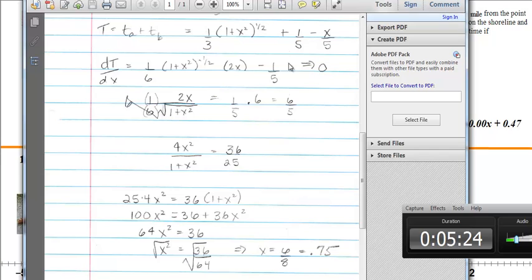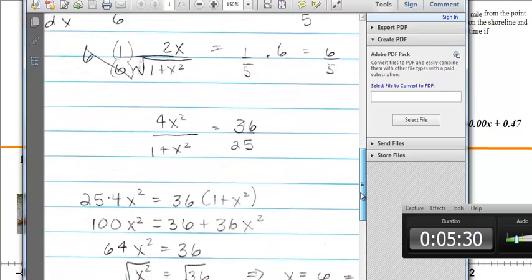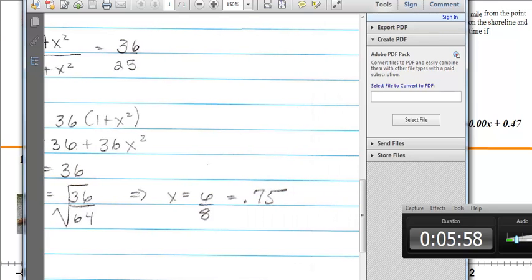Then I did a little bit of cross multiplication. 25 times 4 is 100x squared, and that's equal to 36 times 1 plus x squared, which is 36 plus 36x squared. Then I subtract 36x squared from 100x squared, and I get 64x squared is equal to 36. Divide both sides by 64, and then take the square root of both sides, and you get the square root of 36 over 64, which is 6 over 8, or ta-da, 0.75, which we had kind of already figured out.